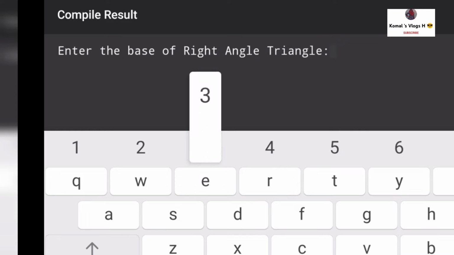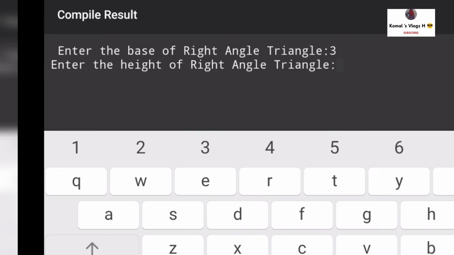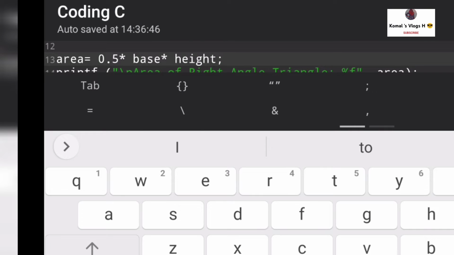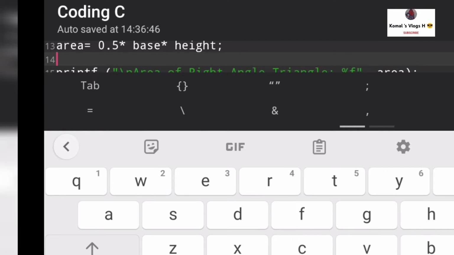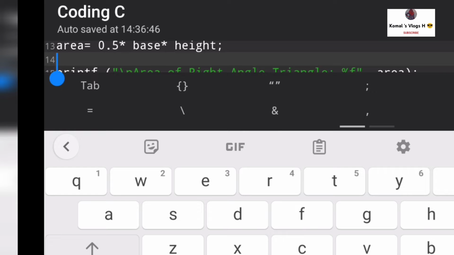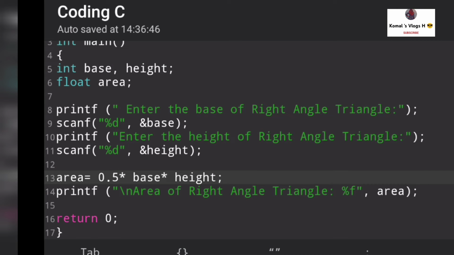After line number 11, on line number 13 there is the formula of area, 0.5 into base into height, and then you have used the printf command to display the results on the screen. And here I have just excluded the gets statement as I told you in the last video, so I am just compiling the results in front of you.